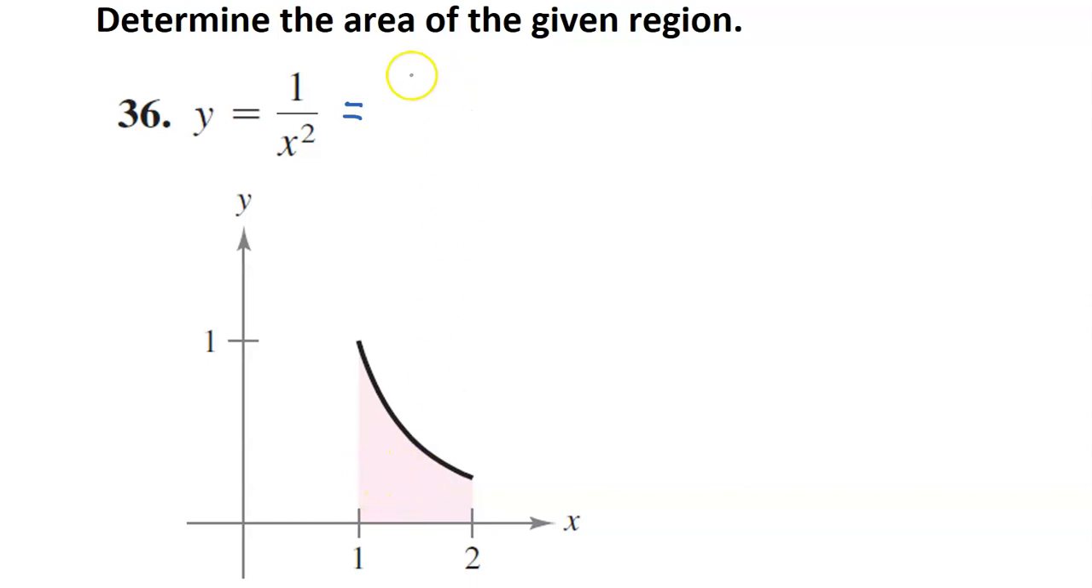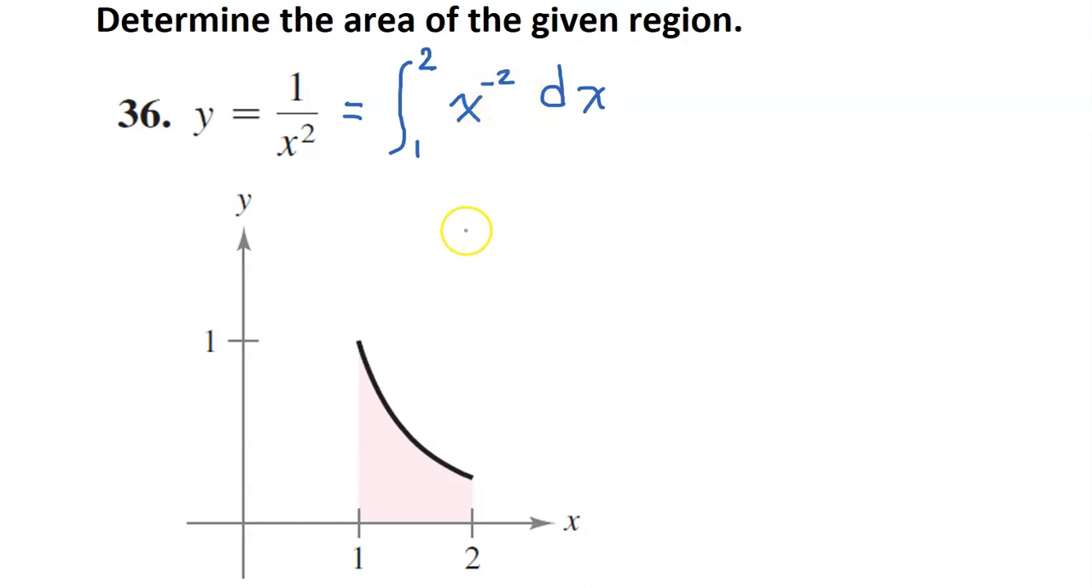The shaded area would be represented by the definite integral with a lower limit of 1 and an upper limit of 2 of this function. So 1 over x squared is the same thing as x to the negative 2 power. So if we evaluate this definite integral, that will give us the area that we are being asked to find. Let's go ahead and integrate. We can simply use the power rule of integration.